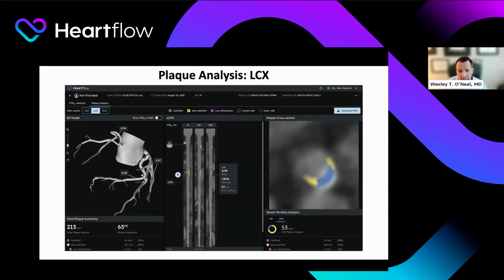This just shows you the circumflex. Again, you're going to have total plaque volume here, percentile score, and then you can see and scroll through the vessel, again shown later, what that plaque makeup looks like circumferentially and what it looks like diagrammatically in a more meaningful way.